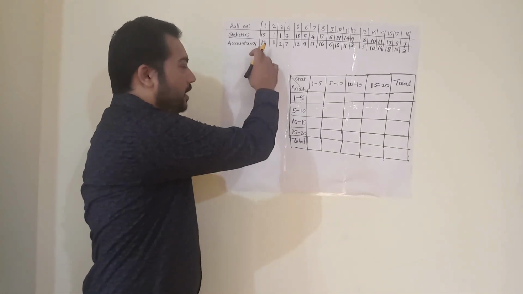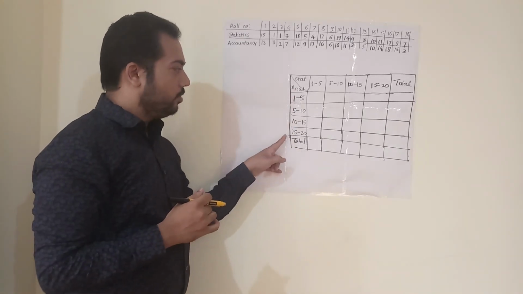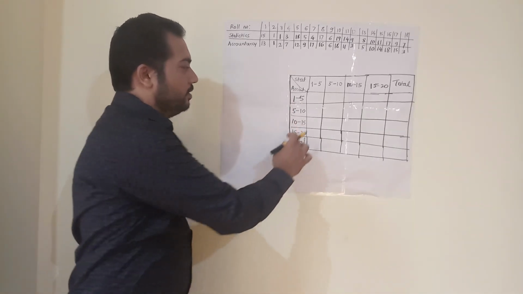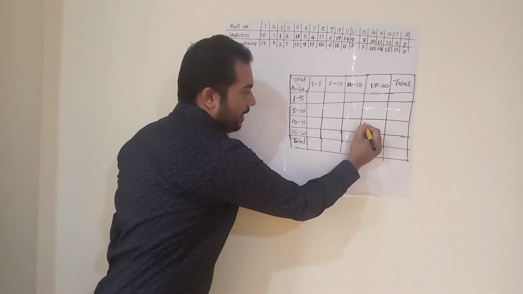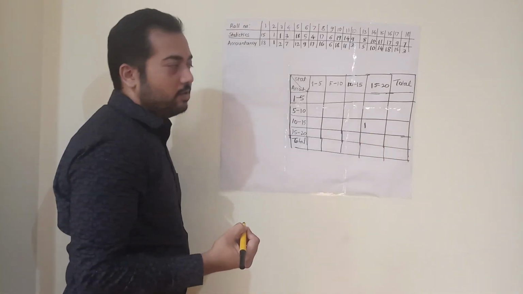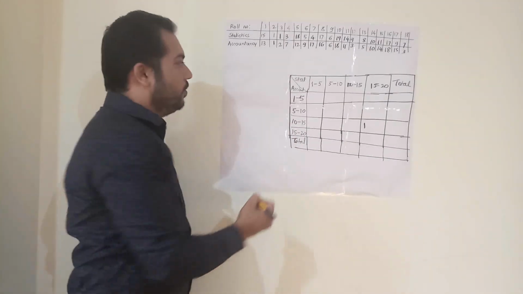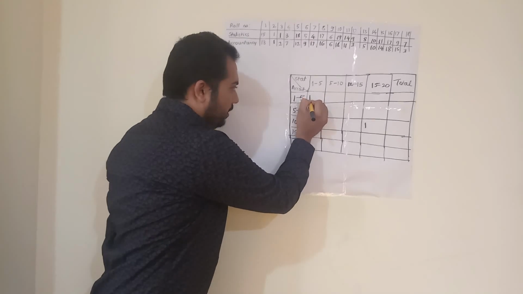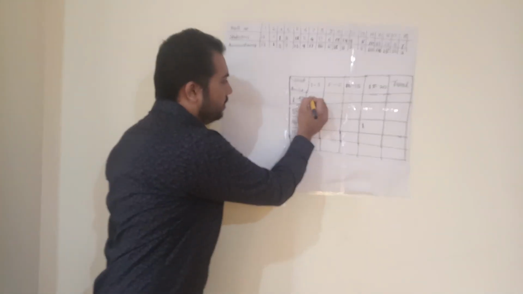So for 13 now you have to find the row in accountancy. For 13 the row is 10 to 15. So the intersection of 10 to 15 and 15 to 20 is here. So my first tally mark goes for 15, 13. Then the second one is 1, 1. So 1, 1 is obviously coming here. Then we have 1, 2, that also comes here.